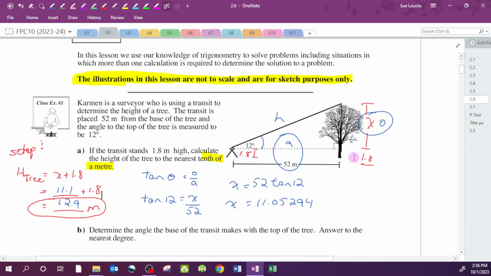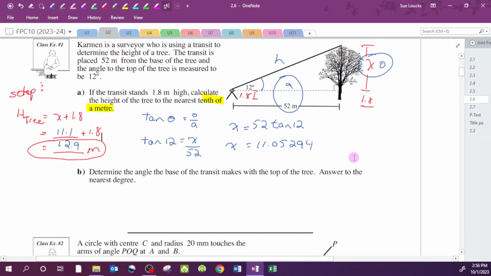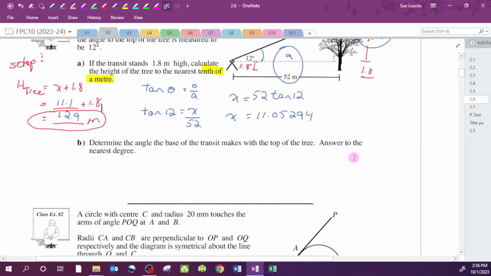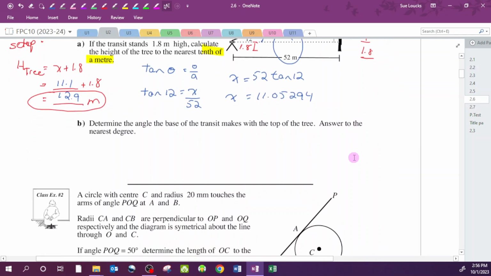Next question: determine the angle the base of the transit makes with the top of the tree. So now I'm going to have to redraw this. I know that the transit is 5.2 meters from the base of the tree, and the tree is 12.9 meters tall. And we were asked to find this angle.